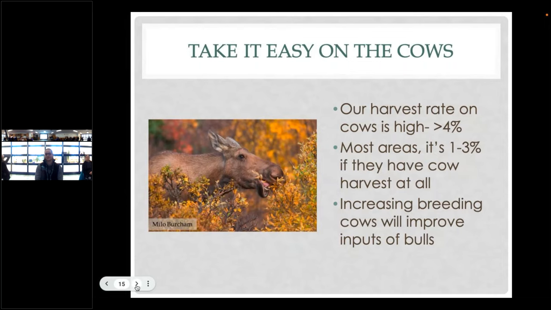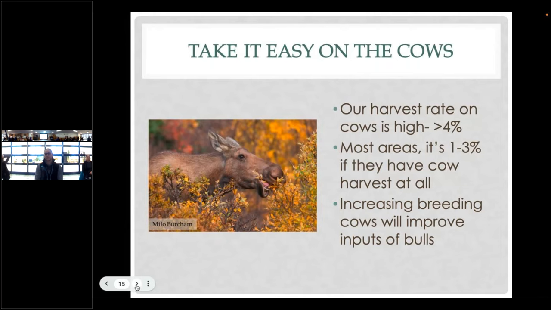Our harvest rate on cows is greater than 4% in most years. The industry standard is 1 to 3% harvest rate on cows, and a lot of areas don't have a harvest of cows at all. Martin River, we don't harvest cows. We don't harvest cows anymore in Controller Bay. Most areas of the state don't have very much cow harvest. We harvest a lot of cows, and so all we need to do is pump the brakes on that.